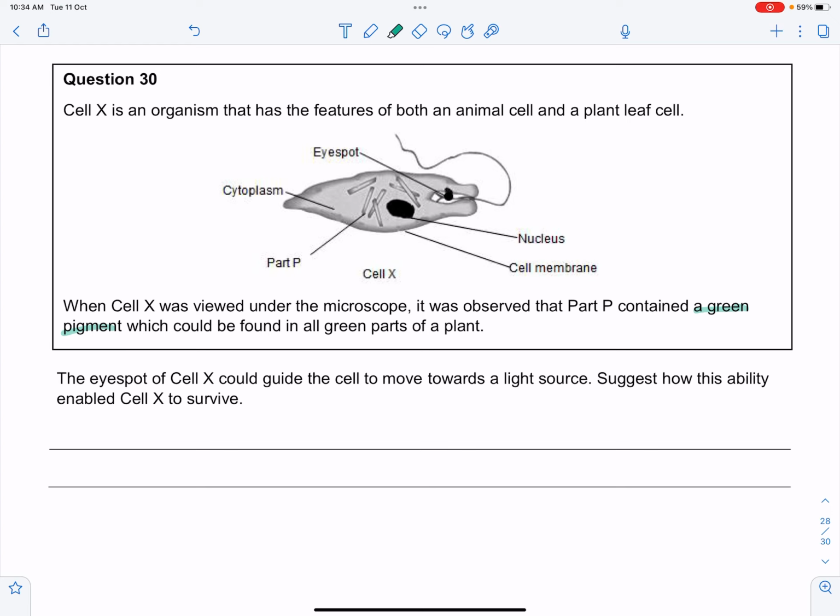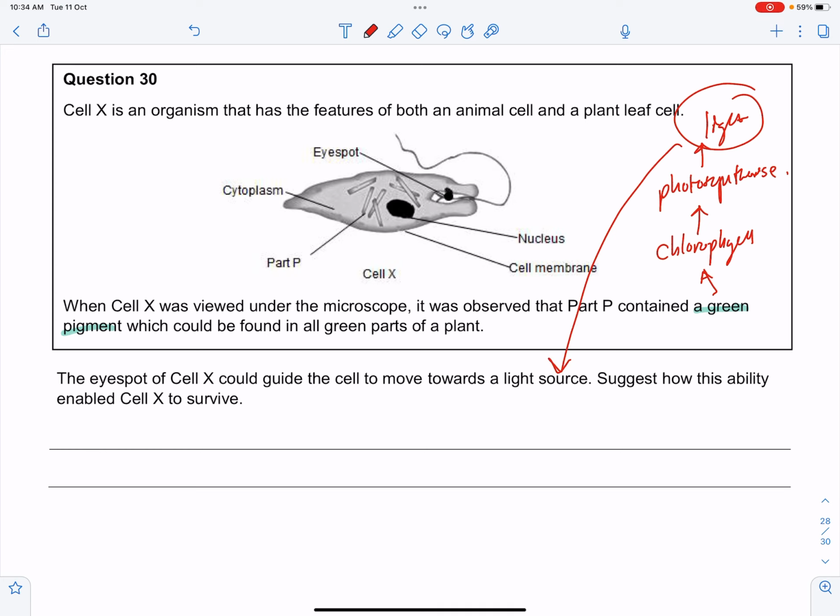But of course, if you never listen to your teacher, then I cannot help you. So basically, a green pigment signifies probably chlorophyll. And if you have chlorophyll, you basically can photosynthesize. So in order to photosynthesize, you will need light. So that is where this light actually comes in. So when it's able to help your animal cell to move towards the light source, it will enable it to increase photosynthesis. Now be very careful. Students, this is extremely pertinent.